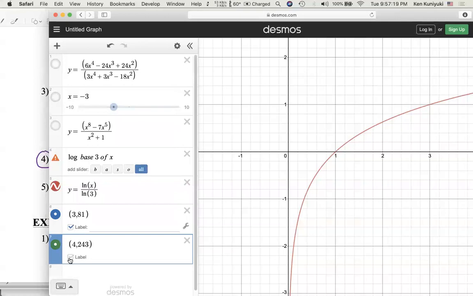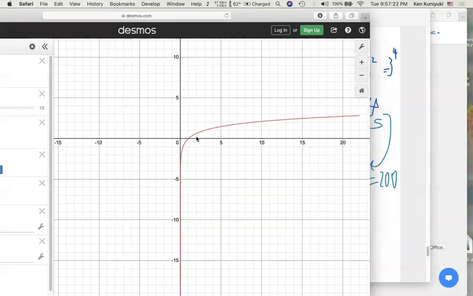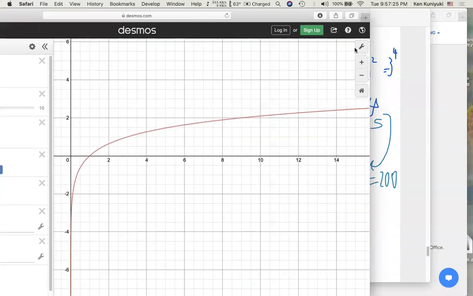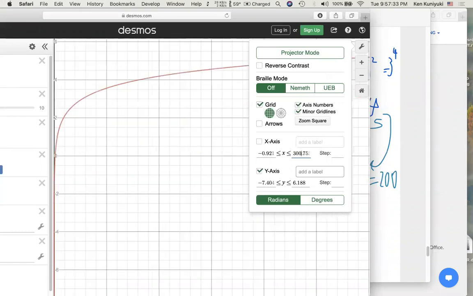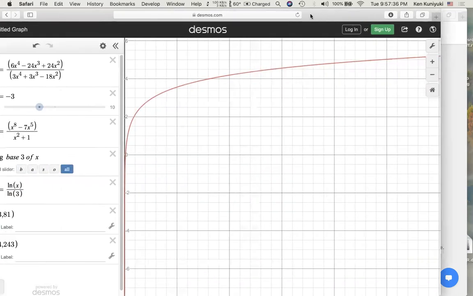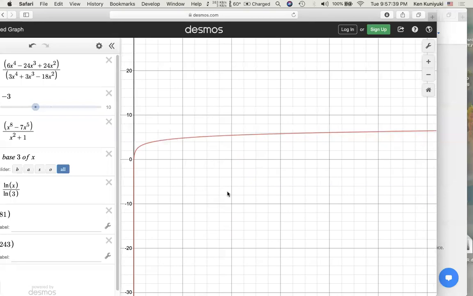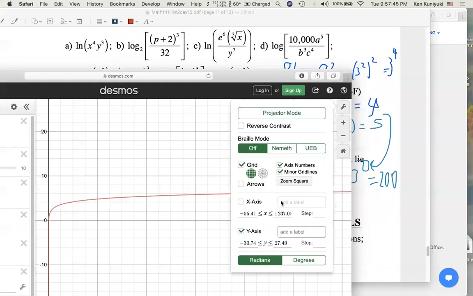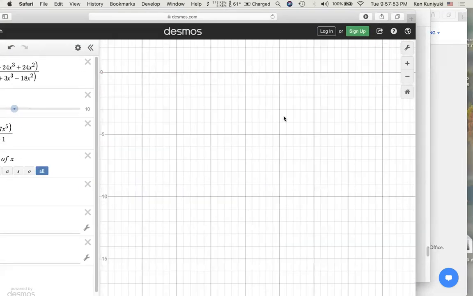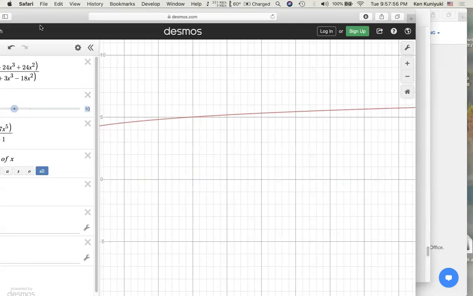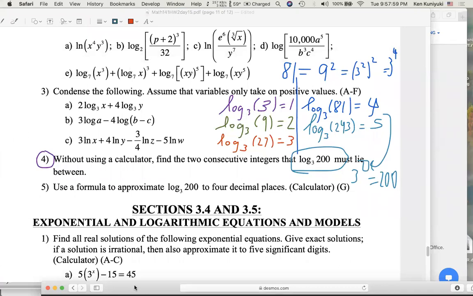Oh, I really have to change the axes though. Yeah, I got to change the axes. Wrong axis. All right. Oh, no, well. It's just hard to graph. Okay.